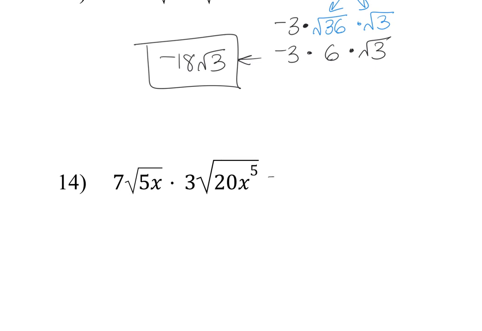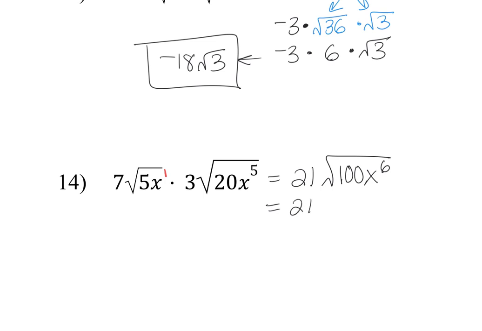Again, multiply all the numbers on the outside, so 7 times 3 is 21, and multiply everything underneath the radical sign together as well. 100x to the power of 6. Remember, there's really a power of 1 here, and we add our exponents when we're multiplying with the same base. That was something we learned in chapter 6 at the start of this year.